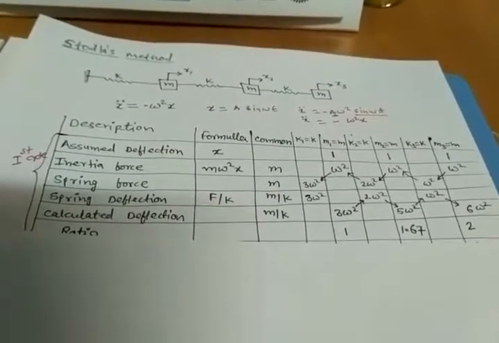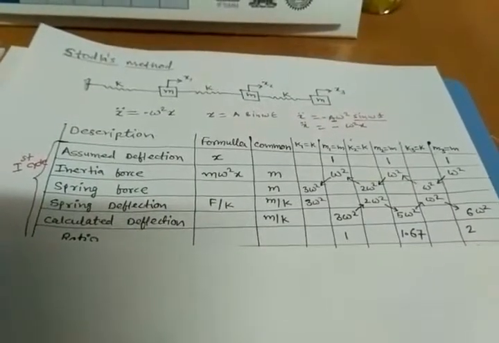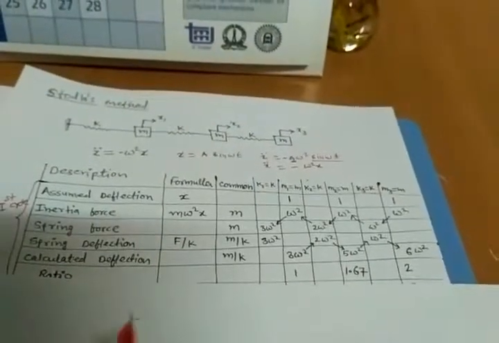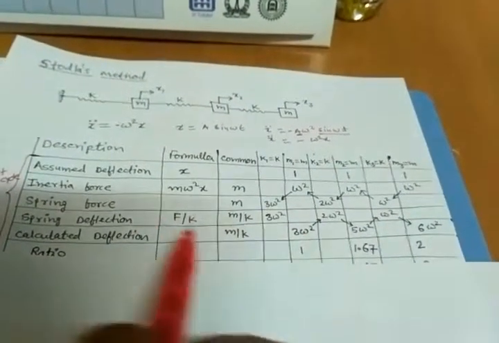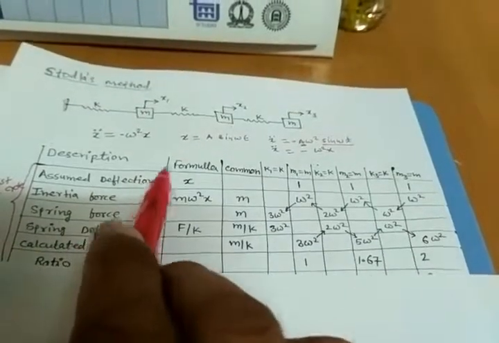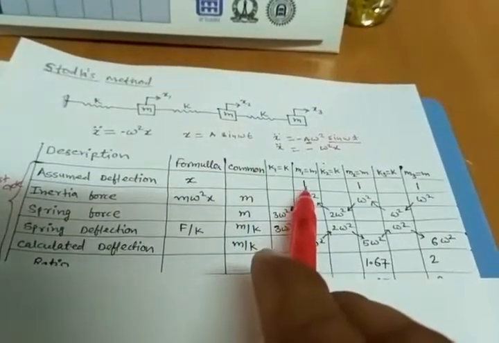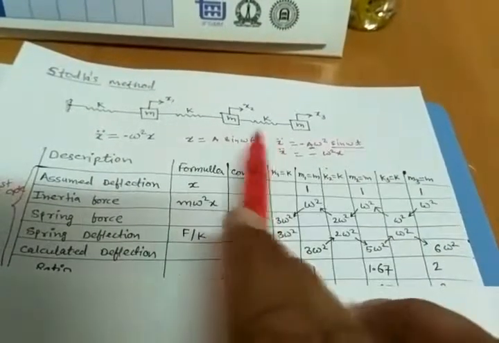Okay, so welcome back to the method of Stodola. We were studying this table, how to fill this table. The first row that we have written is assumed deflection. For that assumed deflection I have taken 1, 1 and 1, the deflection of these three masses.